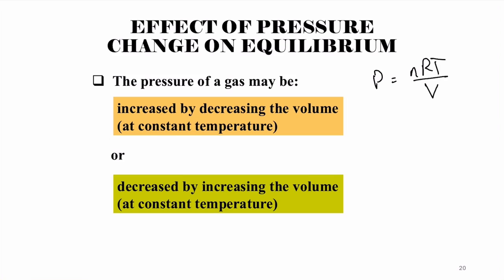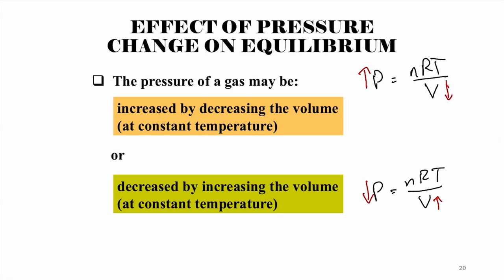So if we decrease the volume, that means we increase the pressure. And if we do the inverse, if we increase the volume, then we're going to decrease the pressure. Right? If we're dividing by a smaller number, this whole ratio gets larger, so the pressure increases. If we're dividing by a larger number, this whole thing gets smaller, so the pressure should decrease.